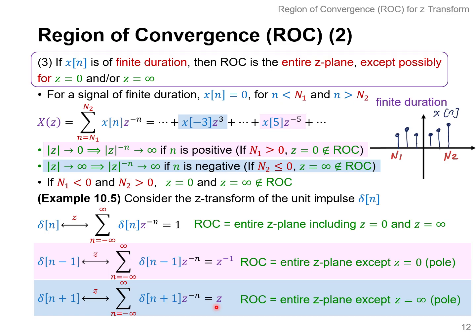So we can summarize. If a signal has finite duration, the ROC is the entire z-plane except possibly z = 0 or infinity. For a signal like delta[n-1] and delta[n+1], the ROC may include or exclude these points depending on where the non-zero samples occur.